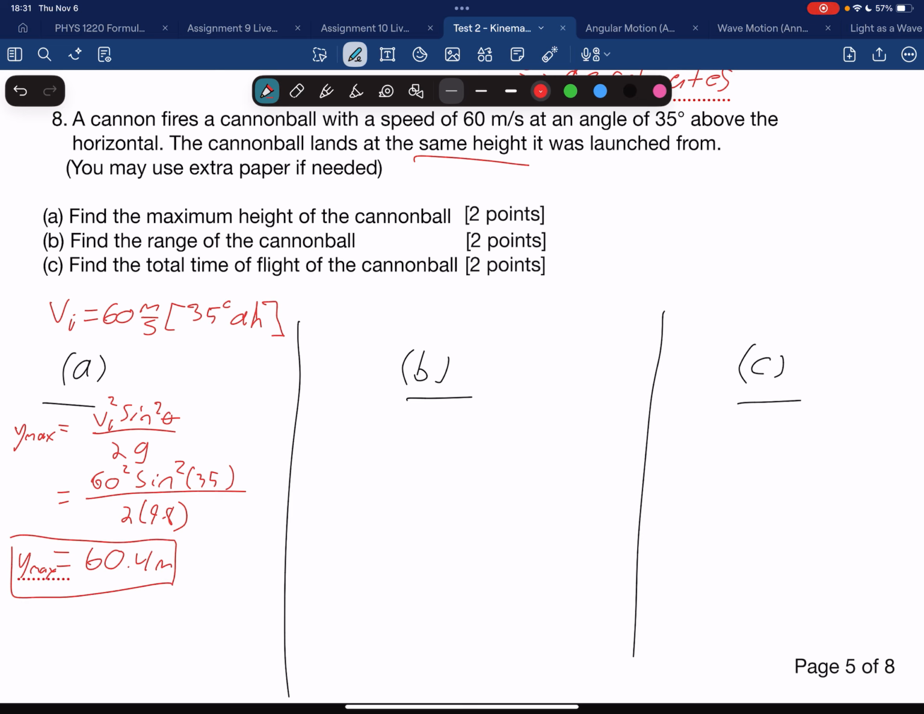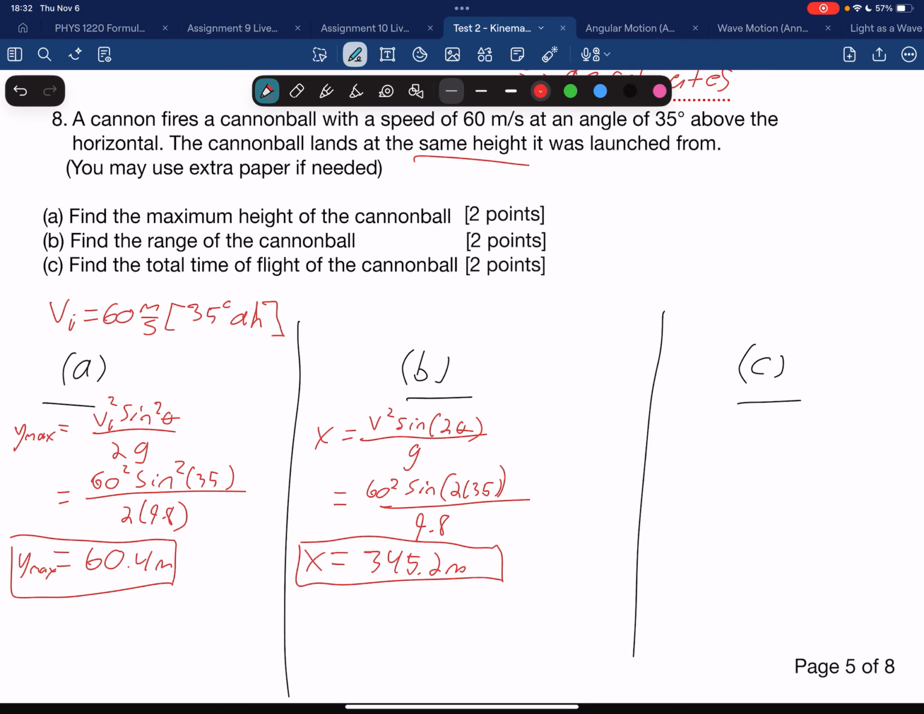There we go. For the range, we can use our range formula. This is the one with sine 2 theta. Plugging in numbers, we get 60 squared sine of 2 times 35 over 9.8. This is going to give me 345.2 meters as my range.